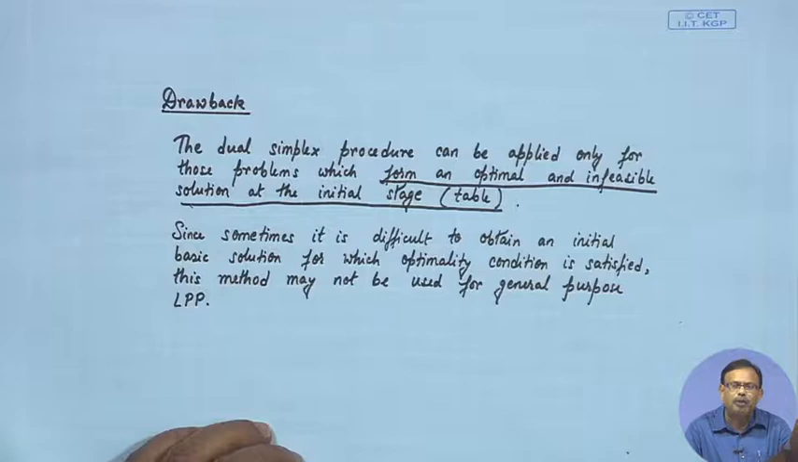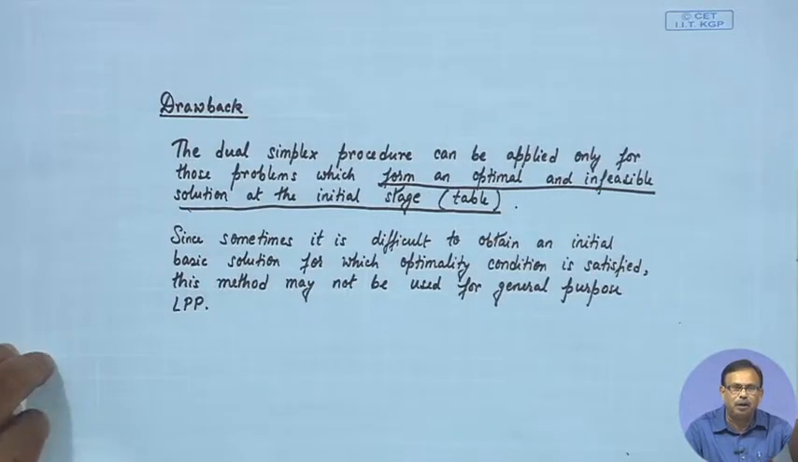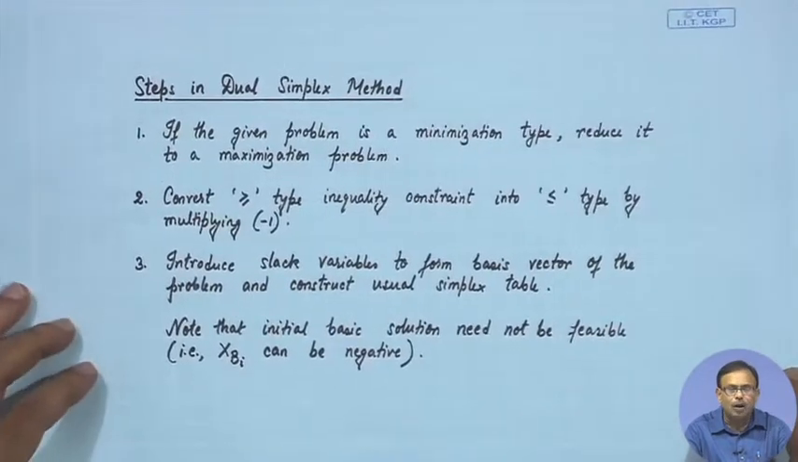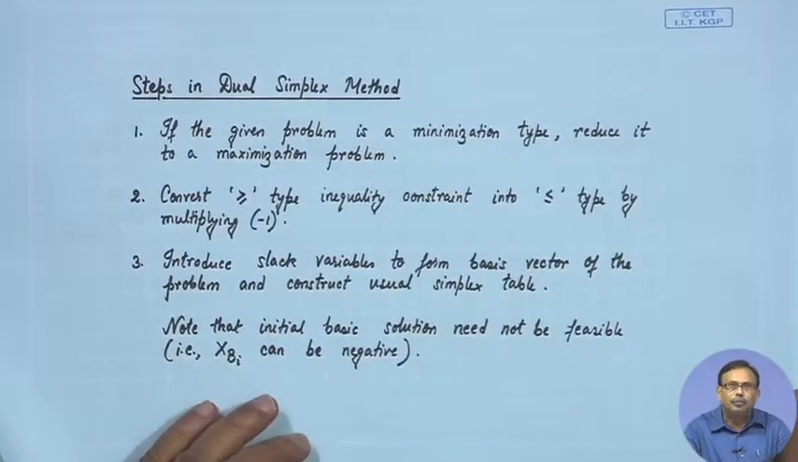So, basically the dual simplex method is not used always, not for all general purpose LPP, but for certain types of problems only, which satisfy the earlier condition as I told, that the initial table must be optimal and infeasible. Then only we can apply the dual simplex method. Now, let us see what the steps are in the dual simplex method.